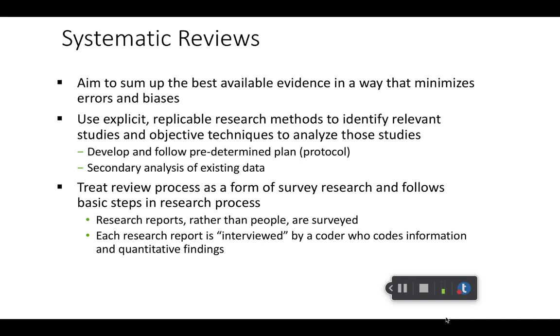So systematic reviews aim to correct this problem. They aim to sum up the best available evidence in a way that minimizes error and bias at each step in the process. To do this, we use explicit, replicable research methods to identify relevant studies, and we use objective techniques to analyze those studies. We develop and follow a predetermined plan called a protocol, and we conduct secondary analysis of existing data.